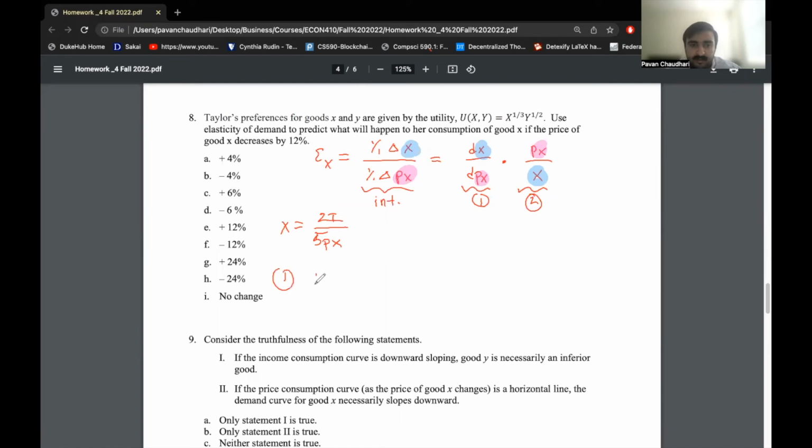Okay, so part one, we're going to take this derivative, dx dpx. Here, the arrow method won't be enough. You have to actually take the derivative. You actually need the formula here. So we take the derivative and we get negative 2i over 5px squared. Okay, then we'll do the fraction. So this is going to be px over x. And for the x at the bottom here, we're just going to take the whole demand function and plug it in there for x. Okay, so we get px over 2i over 5px.